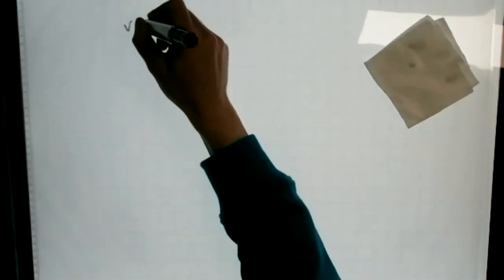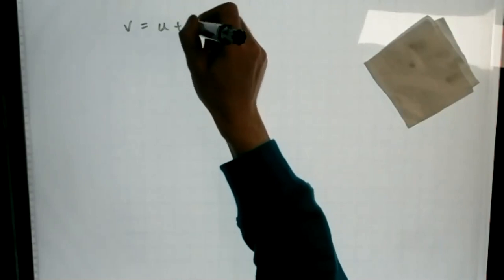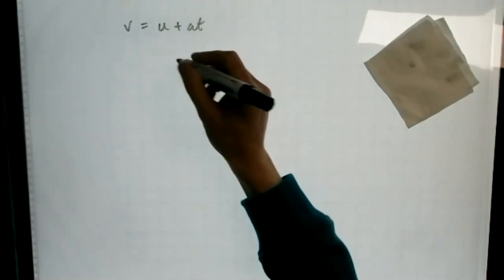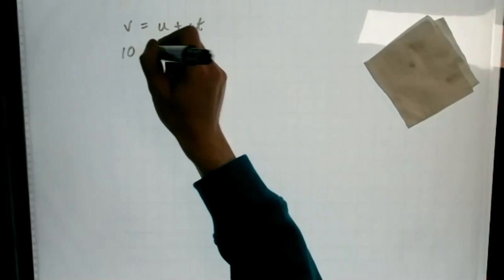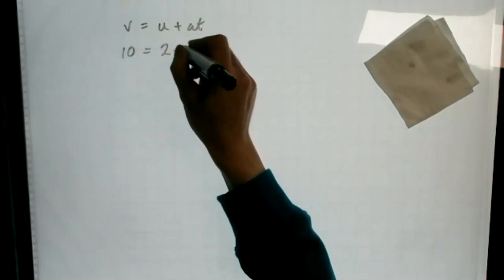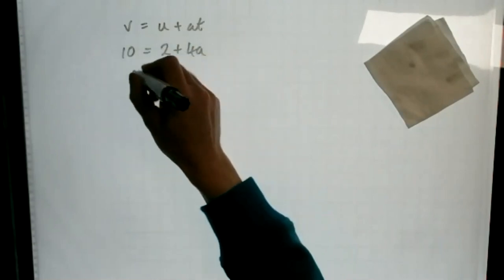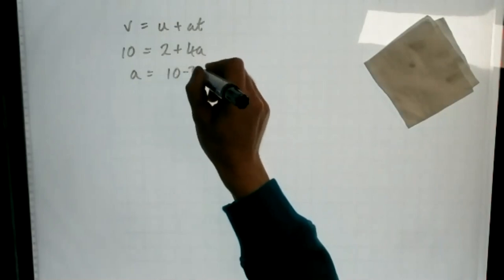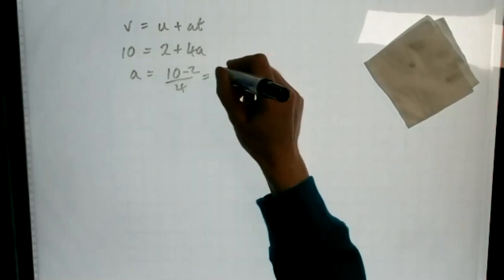V equals U plus AT, so we have to find the acceleration. Rearranging the formula, A equals V minus U over T.